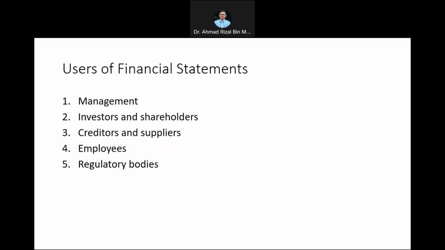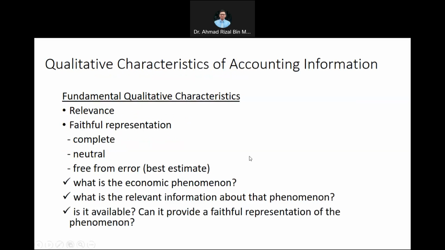Okay, next we go to the qualitative characteristics of accounting information. First, we look at the fundamental qualitative characteristics. There are basically two main characteristics.